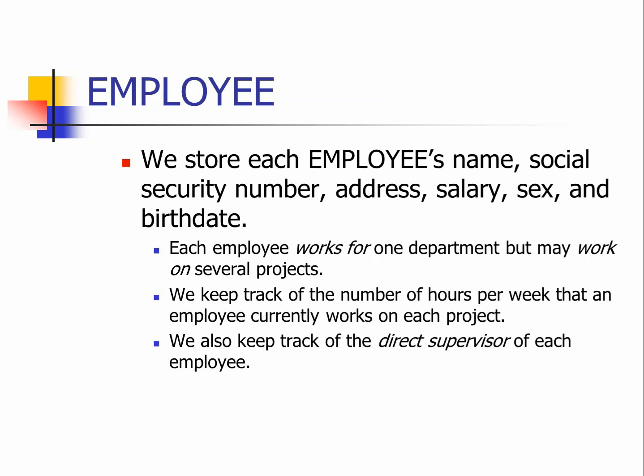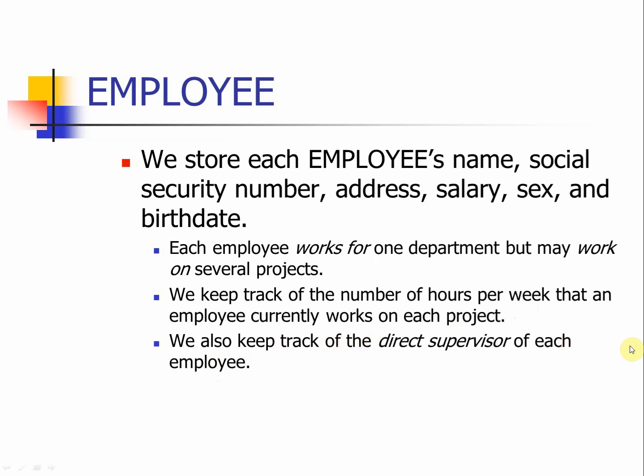Now, the more complicated part relies on the second sentence. We keep track of the number of hours per week that the employee currently works on each project. So not only do I need to know what projects they are working on, I also need to know how many hours for each project they have been working on. This is similar to the department example. Not only do I need to know who is the manager, but also when he started. In here, obviously, we will need to use a complex attribute method to work on it.